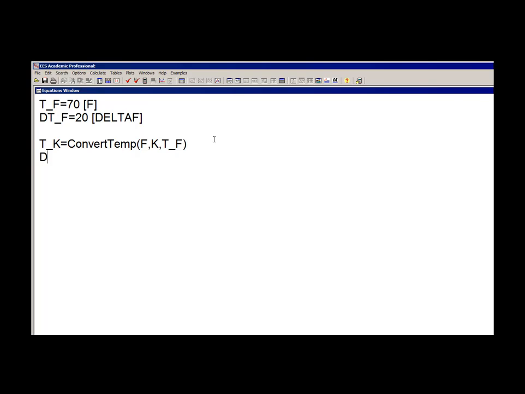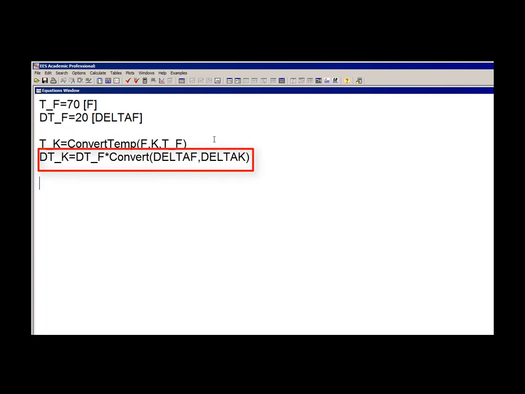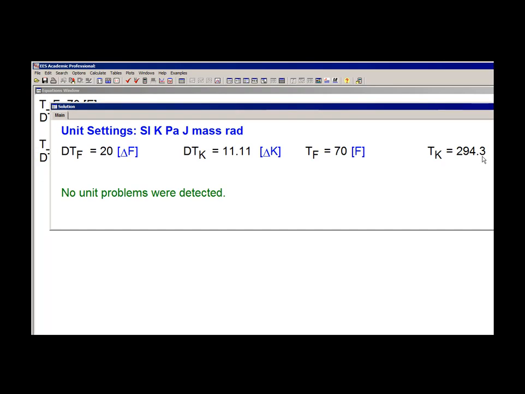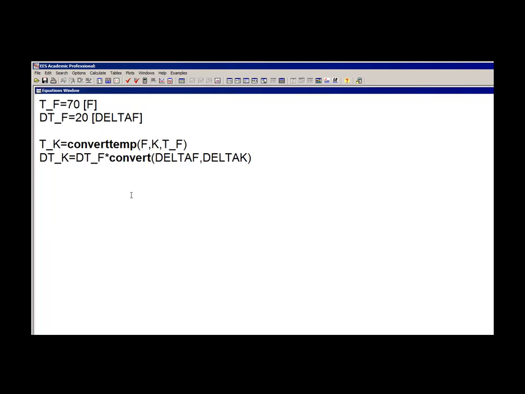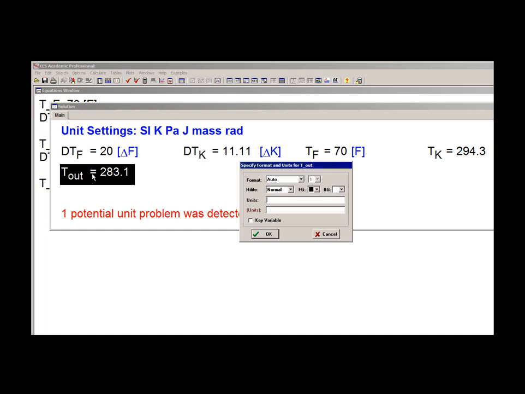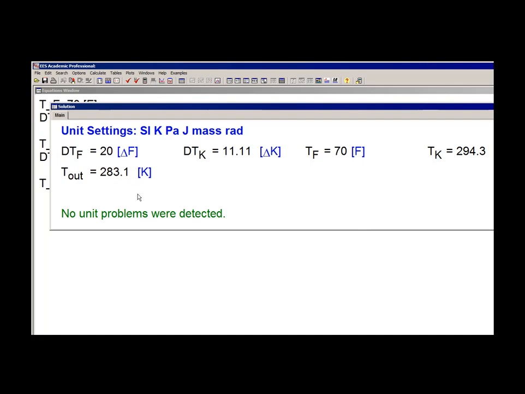However, the 20F temperature difference is a temperature difference, and it should not be converted to Kelvin using the ConvertTemp function. Instead, I'll enter that temperature difference with units of delta F to indicate that it's a difference, and I'll use the convert function to go from delta F to delta K as shown here. And I find out the temperature difference in Kelvin is 11.1 Kelvin. So now if I add these together in the right way, I find that the outdoor air temperature is 283.1 Kelvin as shown here.